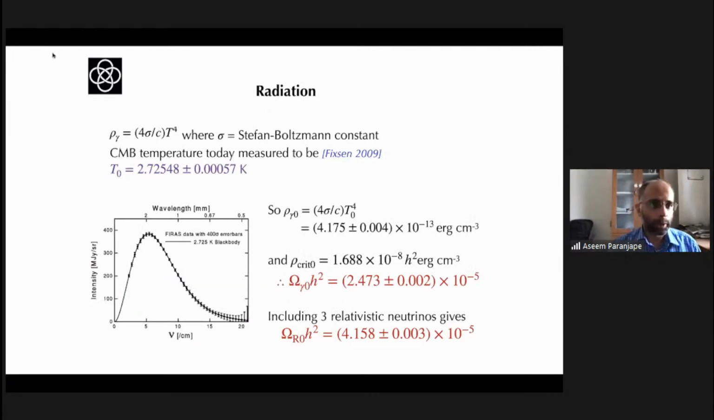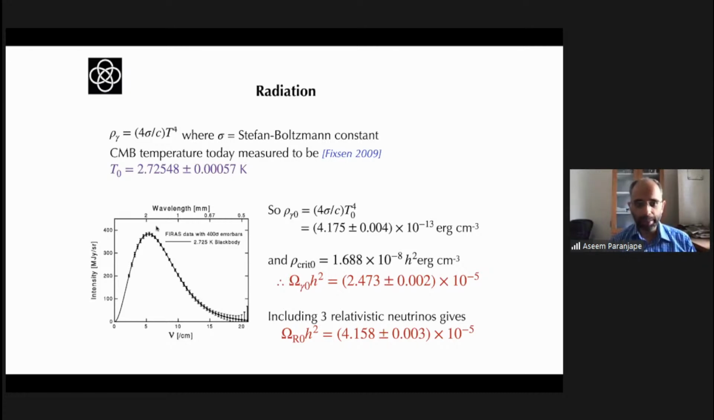Okay, so let's move on now to discussing the various components of the standard model. So let's talk about radiation first. We have already discussed this in some detail now. So remember from your basic physics that the energy density of a black body spectrum of radiation is given by 4 sigma over c T to the power 4, sigma being the Stefan-Boltzmann constant. So if I know the temperature that I measured today, I can write down the energy density as well.